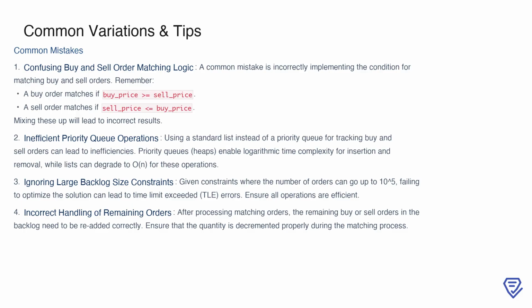outcomes. Another pitfall involves using inefficient data structures. For example, relying on a standard list instead of a priority queue to manage the backlog can lead to slower operations, especially as the number of orders grows. Priority queues, or heaps, are designed to handle insertion and removal in logarithmic time, making them far more efficient. Additionally, you need to be mindful of the problem's constraints, where the number of orders can go up to 100,000. If your solution isn't optimized, you risk running into time-limit-exceeded errors.